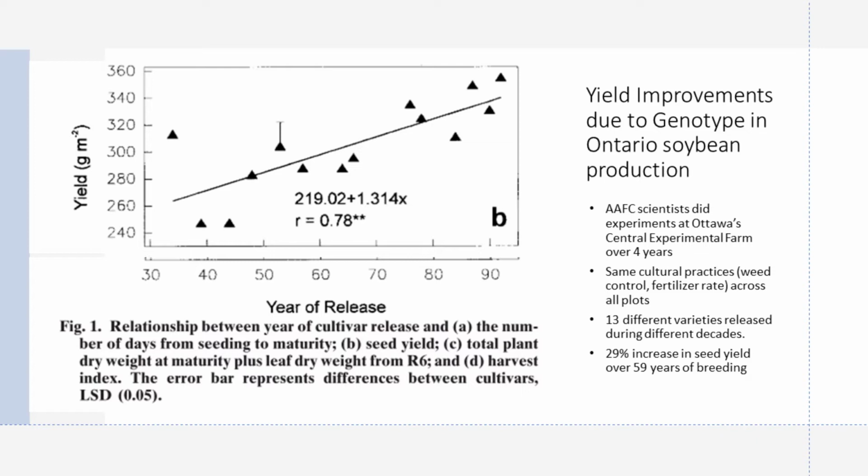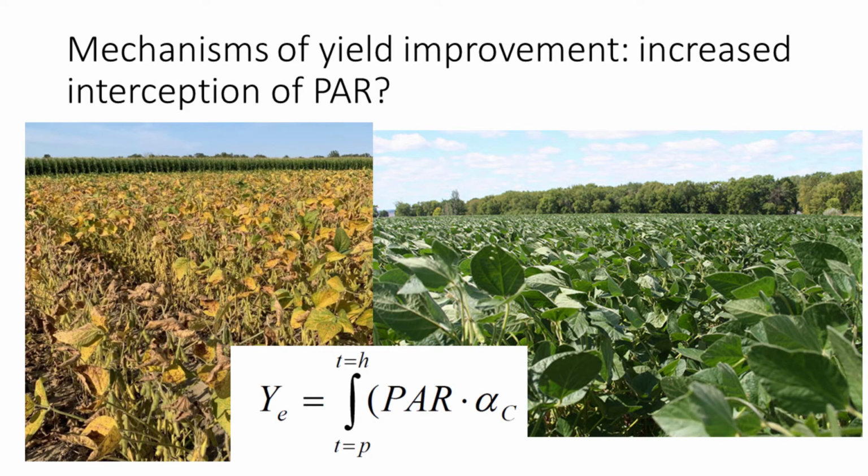So what we can see is a significant increase in soybean yield over year of release. On average or overall, a 29% increase in seed yield over 59 years of breeding. Okay, and this is the pure G effect because we're keeping environment constant and we're keeping management constant across the varieties. So to answer the question, how did this increase in yield occur over this almost 60 years of breeding? We can start with our first yield improvement pathway, which is that yield equation.